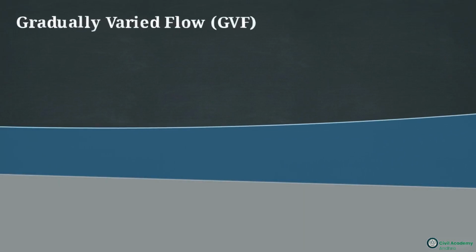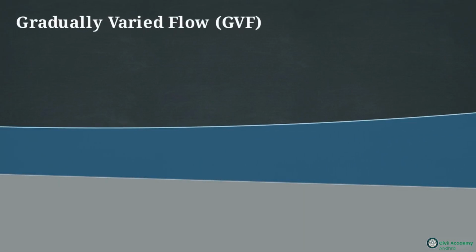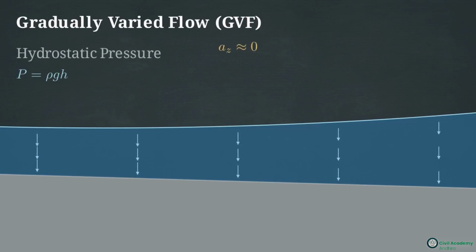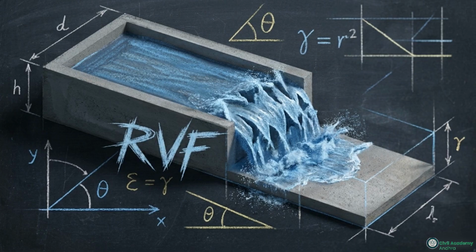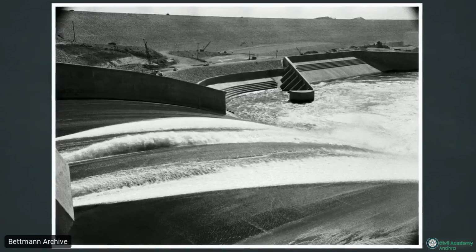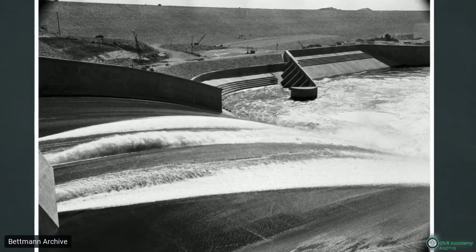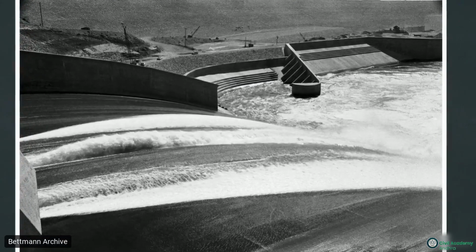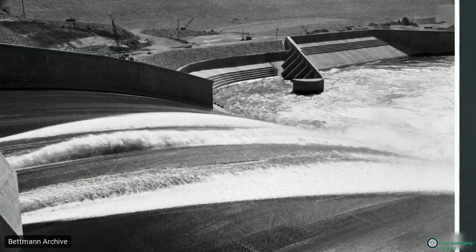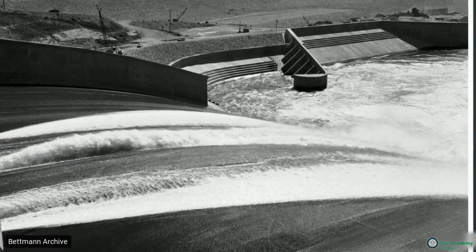If the water depth changes infinitesimally slowly over a long distance, we call it gradually varied flow. Because the acceleration is virtually zero, the pressure distribution remains comfortably hydrostatic. But if the channel bed abruptly drops or an obstacle appears, you get rapidly varied flow. The water depth shifts suddenly and violently. The ultimate example of rapidly varied flow is the hydraulic jump. This occurs strictly when a fast-moving, supercritical flow crashes into a slow-moving, subcritical flow.